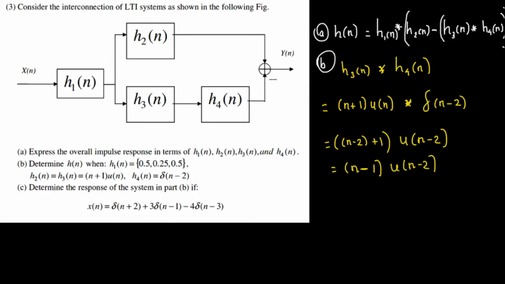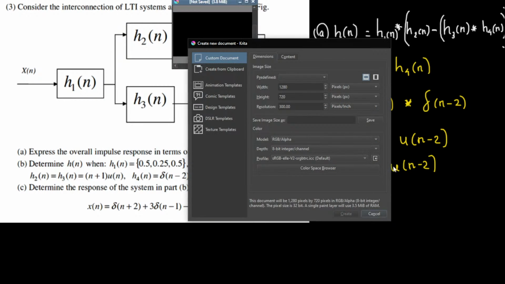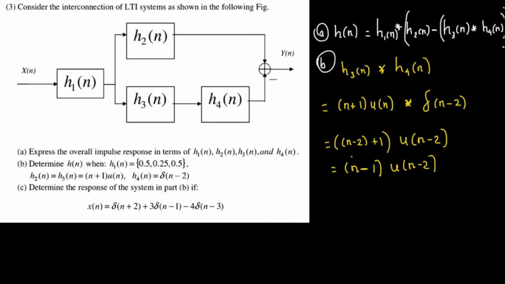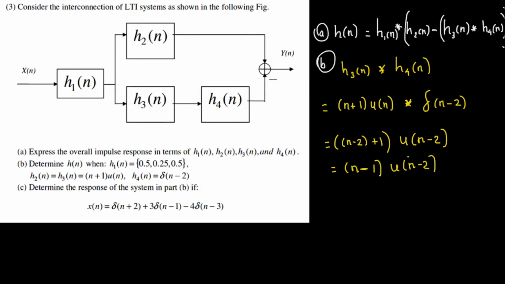This is the one we have. Now the next thing we can do is h2 of n minus h3 of n convolved with h4 of n. We have the expression here, so we just subtract this one from h2 of n and see what happens. Maybe I go to the next page, but I bring this expression to the next page as well. So we have h3 of n convolved with h4 of n, which we just derived, and that is equivalent to n minus 1 u of n minus 2.